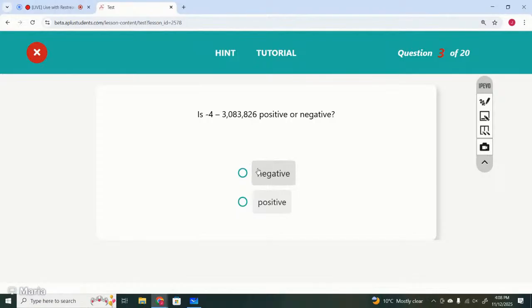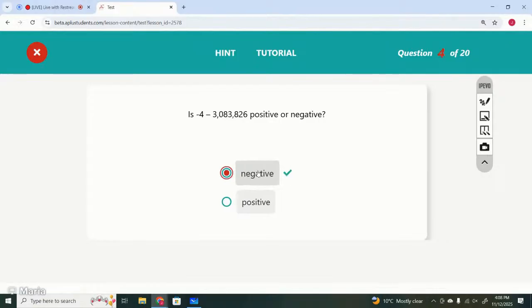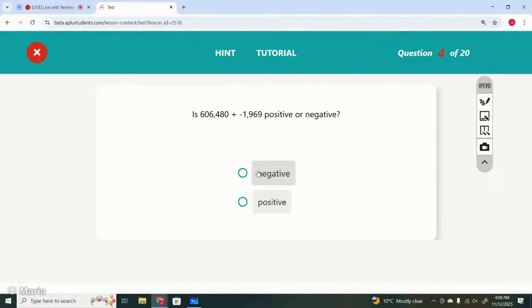So negative 4 minus 3,083,826, positive or negative? Both the numbers are negative, so the answer must be negative. Option number 1 is the correct option. These are the rules for addition and subtraction, right?